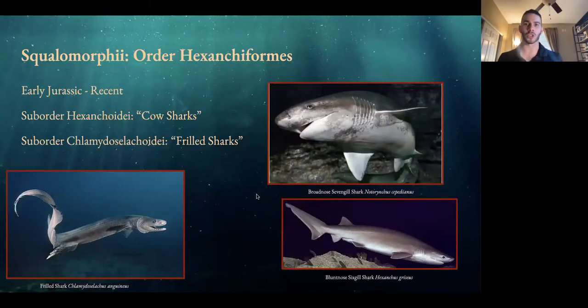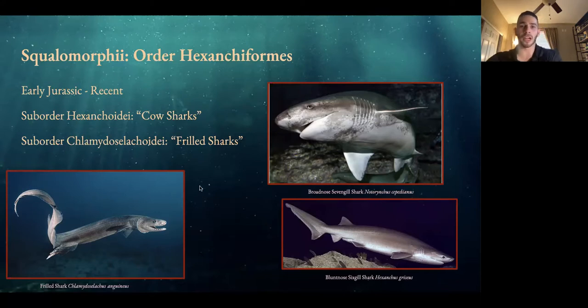So now we're into the squalomorphs, which are sister to the galeomorphs. The most basal or ancestral slash least derived group, least derived would be more accurate than ancestral, are the order Hexanchiformes. These are from the early Jurassic through recent, and they are further split up into two suborders. You have the hexanchoids, which are the cow sharks, and you have the chlamydoselachoids, which are the frill sharks. You have the broadnose sevengill shark right here, which belongs to the genus Notorynchus, as well as the bluntnose sixgill, which are in Hexanchus. The frill shark, you have Chlamydoselachus and Gollum.